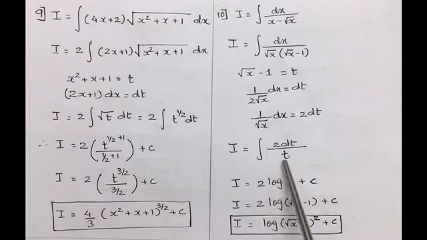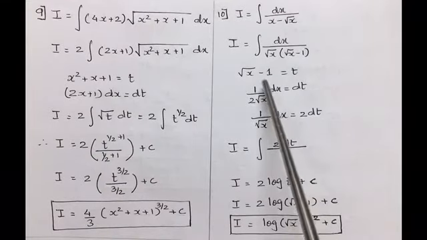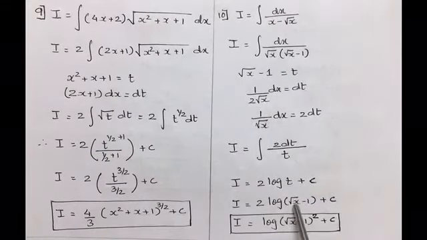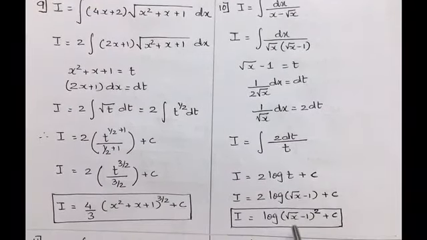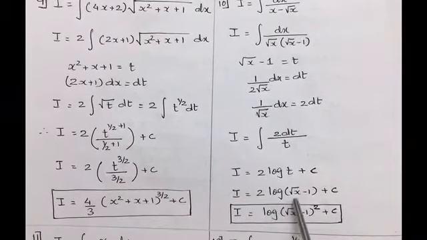Now integrating 1 by t, we get log t. So the integration becomes 2 log t plus c. Keeping the value of t as root x minus 1, the final answer becomes 2 log root x minus 1 plus c. And by using the law of power for log, the final answer becomes log root x minus 1 whole square plus c.